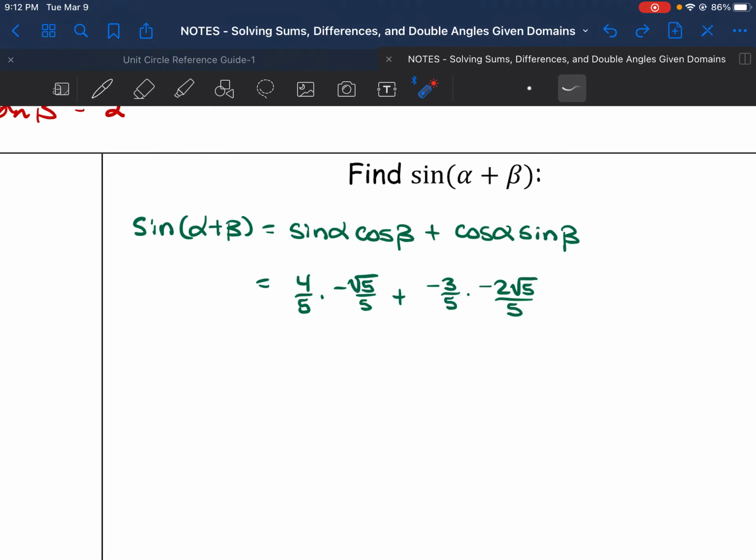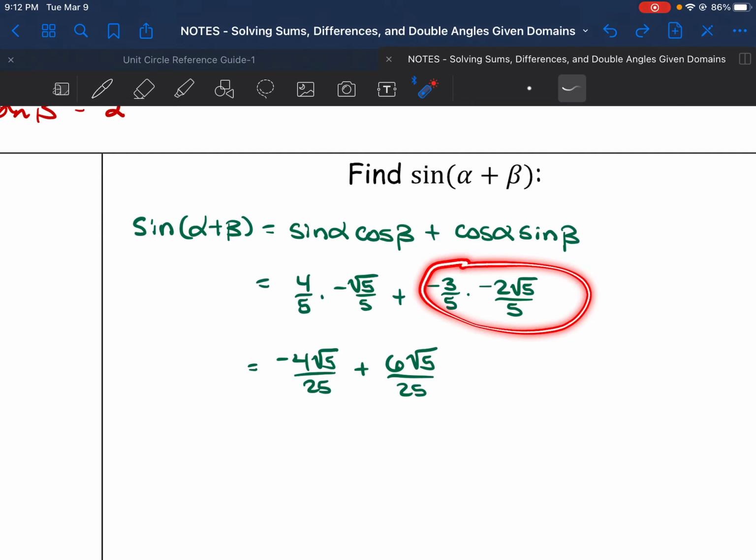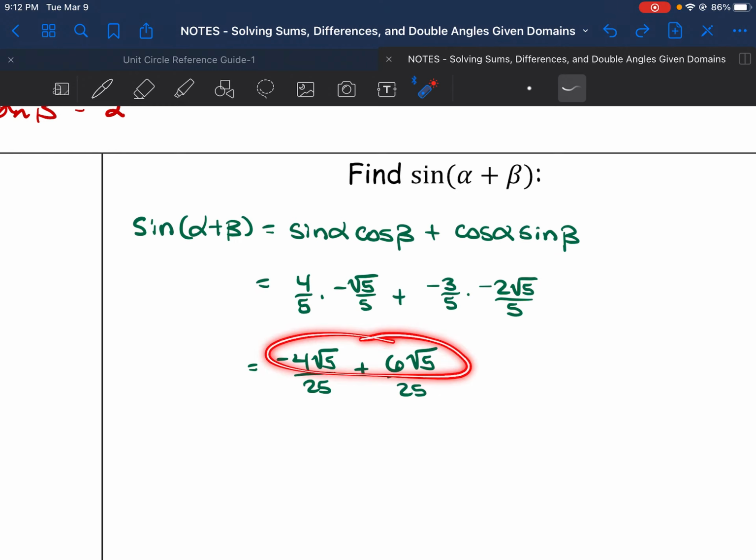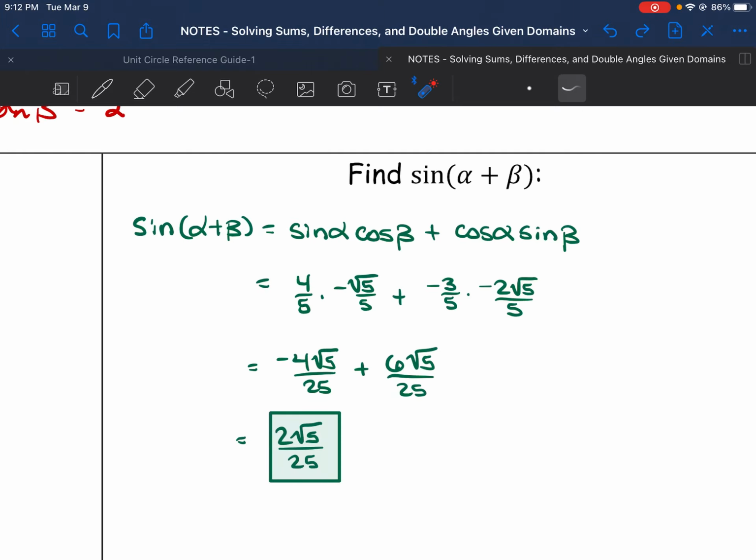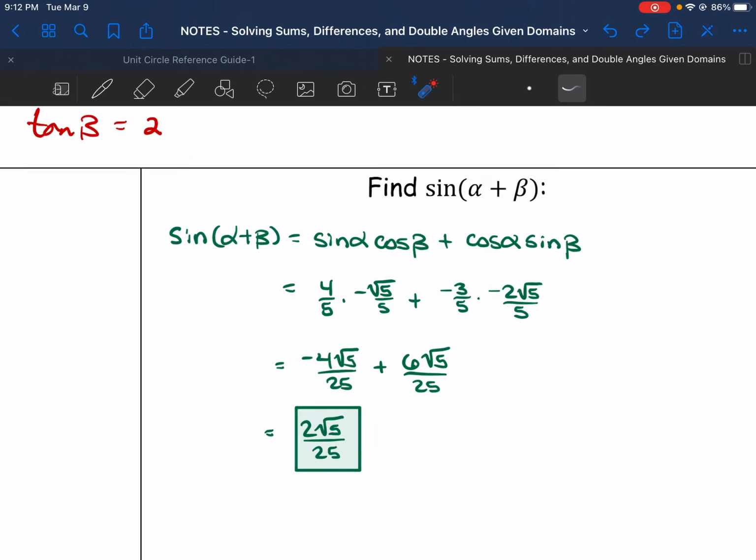Again, multiplying and simplifying, 4/5 times -√5/5, that's going to be -4√5/25. And -3/5 times -2√5/5, that's going to be 6√5/25. Once more, common denominator of 25. That means we can add the numerators together. -4√5 plus 6√5 will give us 2√5/25.